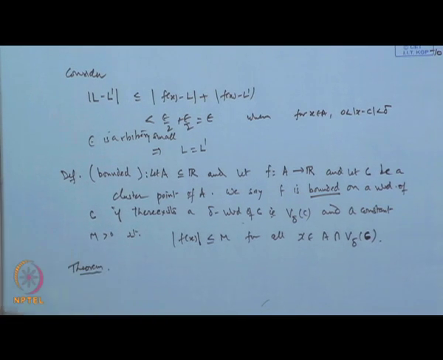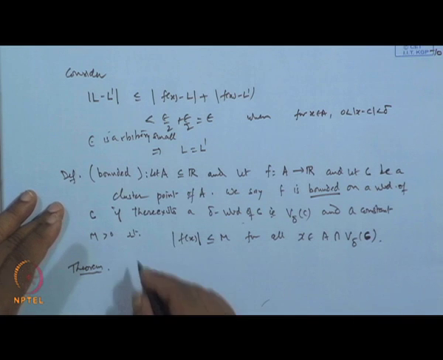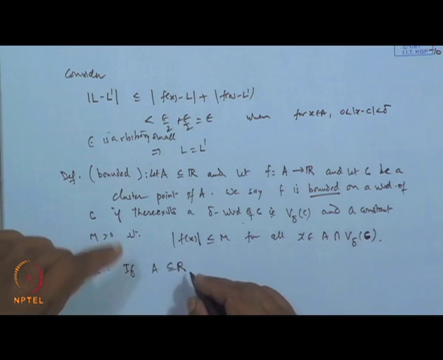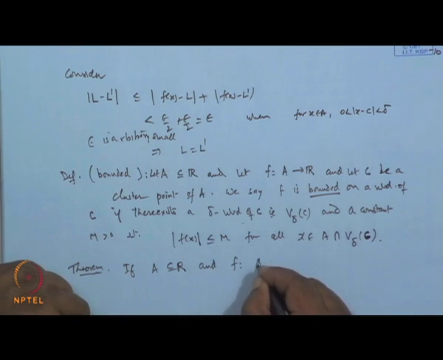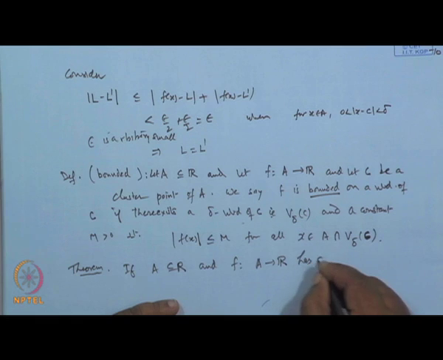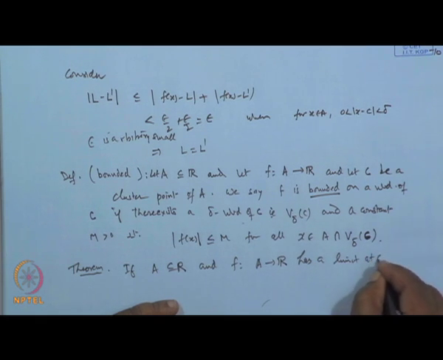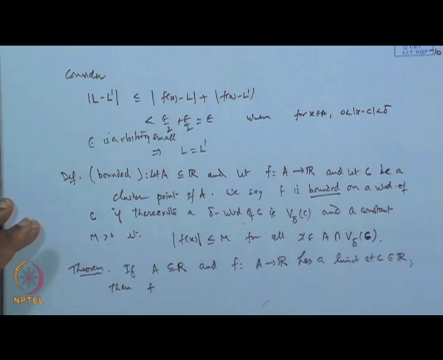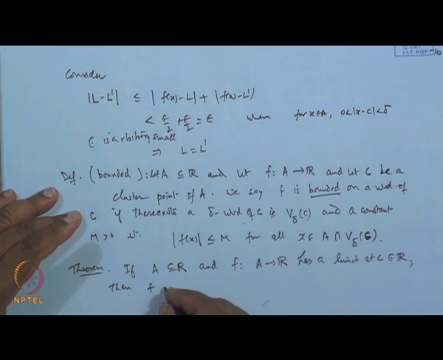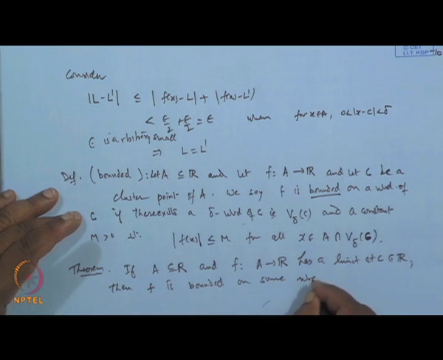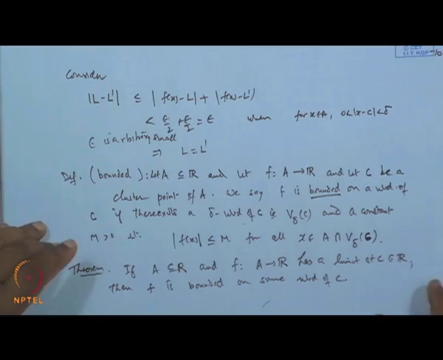If the function has a limit, then it will always be bounded. Okay. So, the result is: if A is a non-empty subset of R, and f is a mapping from A to R and f has a limit at c belonging to R, then the function f is bounded on some neighborhood of c. Let us see the proof of this result.